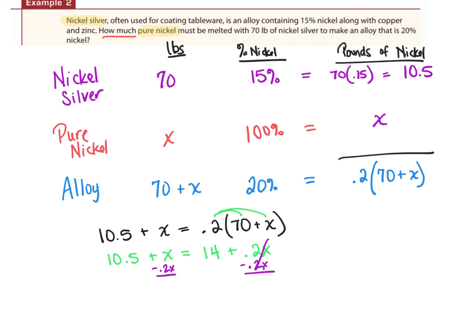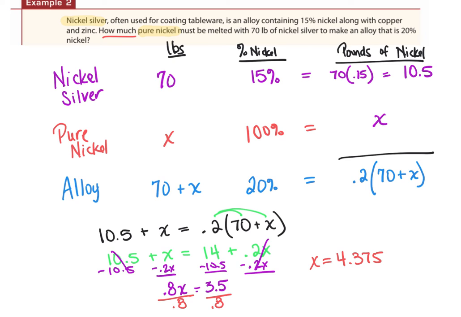What's 1 minus 0.2? 0.8, right? And then I'm going to move my numbers to the other side. What's 14 minus 10.5? 3.5. All right. So now what's my final step here to solve for x? Divide by 0.8, right? What's 3.5 divided by 0.8? It's going to go to 3 decimal places. 4.375.